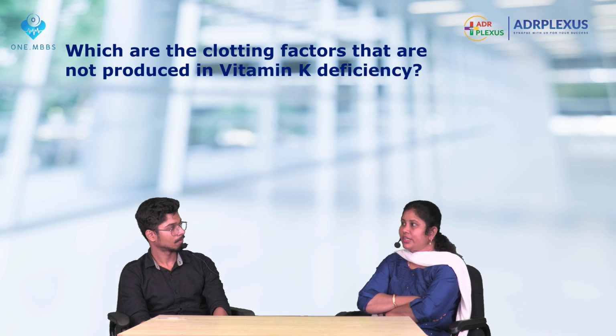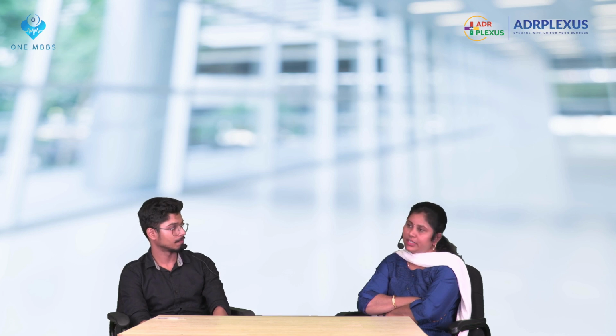Okay. Which are the clotting factors that are deficient or not produced in vitamin K deficiency? 2, 7, 9, and 10, ma'am. Very good. Remember it as a mnemonic: 2, 7, 9, 10, the vitamin K dependent clotting factors.